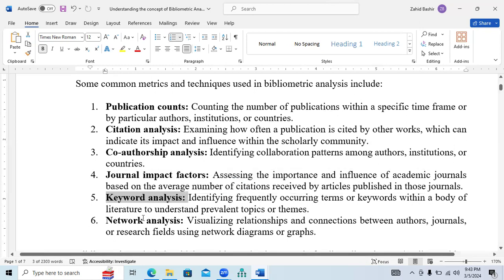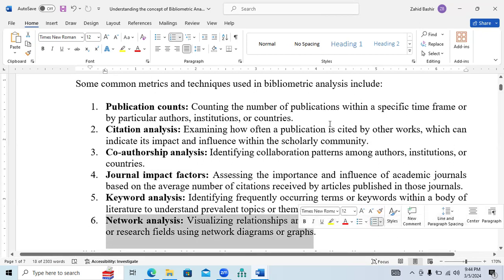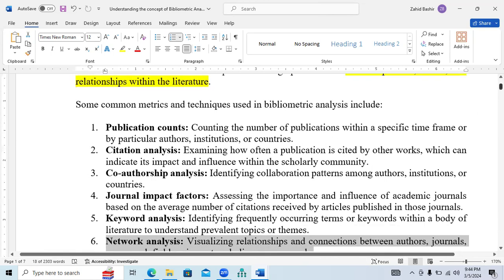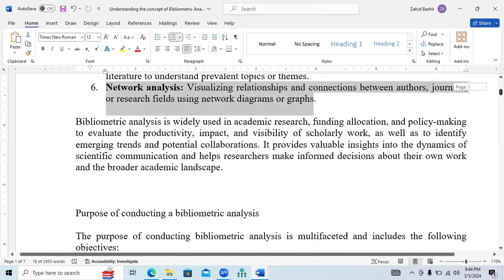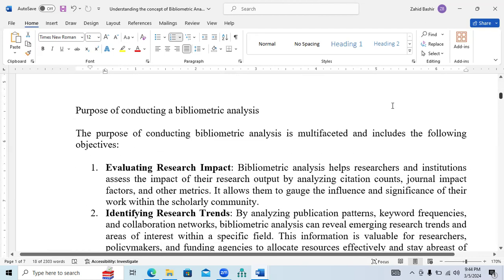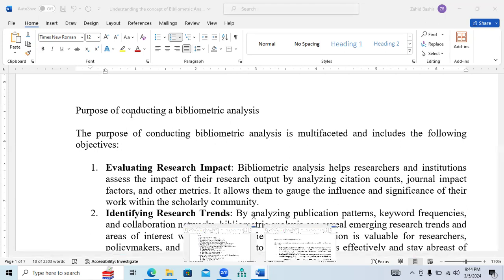Then network analysis. You may visualize relationships and connections between authors, journals, or research fields using a network diagram or graph. So these are the things that you will cover using your bibliometric analysis. So what is the purpose of conducting a bibliometric analysis? This is basically as per the contents.